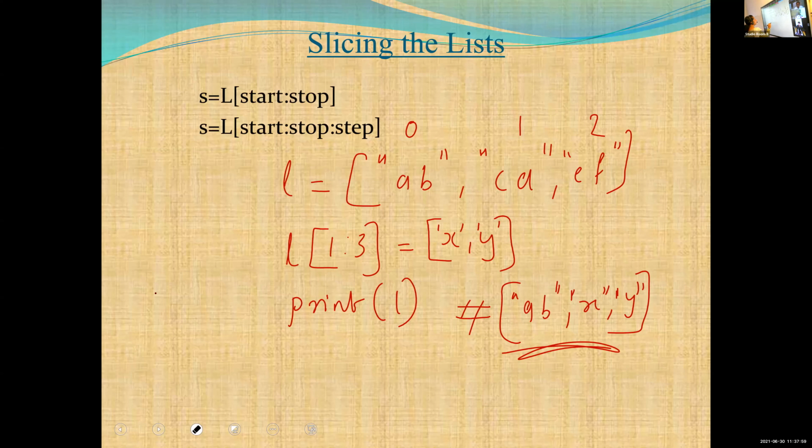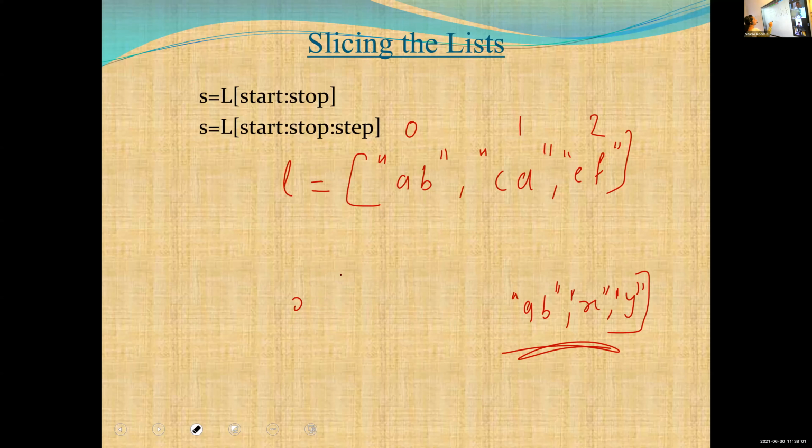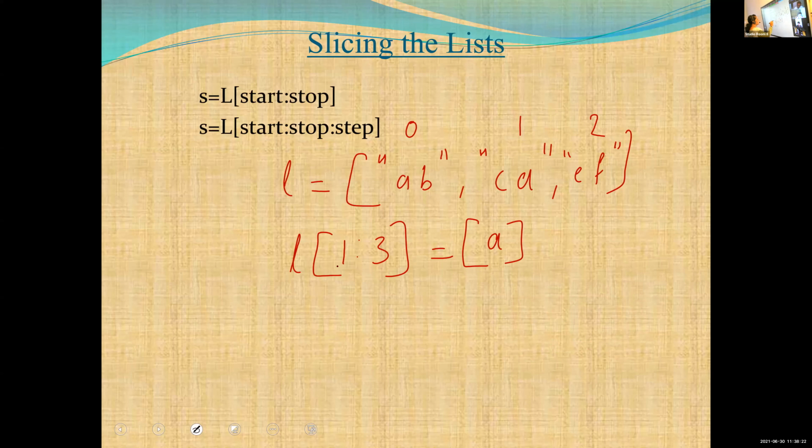Then, if it is L of 0 to 3 equal to A, what is the output? Write the statement. L is equal to A, B, C, D, E, F. L of 0, 3 is equal to A. Print L.